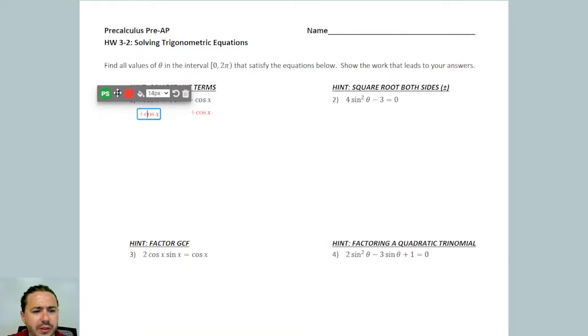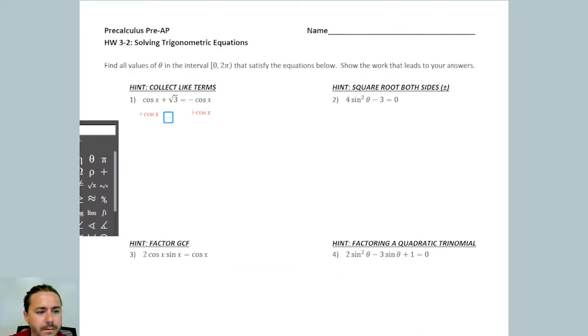So yeah, we're going to add cosine x to both sides. And we also want to put that constant over on the right-hand side. We want to subtract root 3, so I'm also going to put in a minus root 3 here, and I'm going to do that on both sides. I'm actually doing 2 steps in one here. Cosine x plus cosine x is going to be 2 cosine x, and then the root 3's will cancel out, and so we get equals negative root 3.